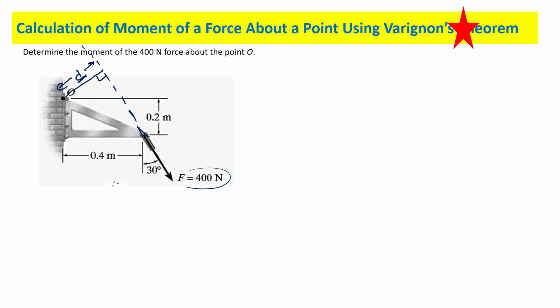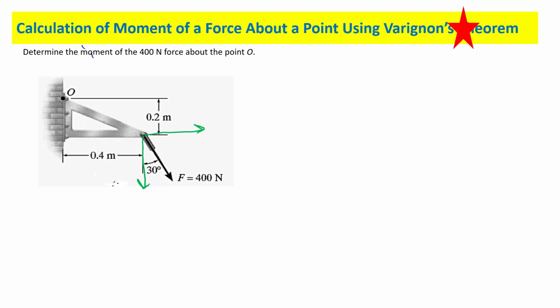And in which direction is it? It is in this direction, so it is in the clockwise direction. You can find it if you find the d. But if it is hard for you to find the d, what you can do is use Varignon's method. What does Varignon's method say? You divide this force into two components perpendicular to each other.